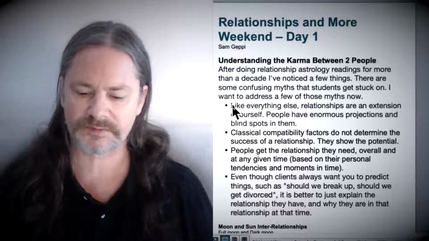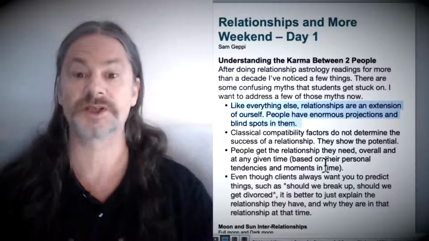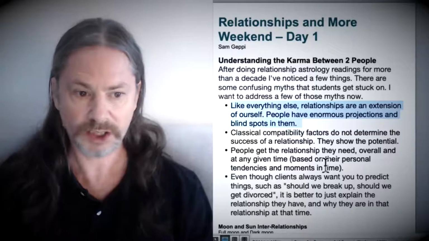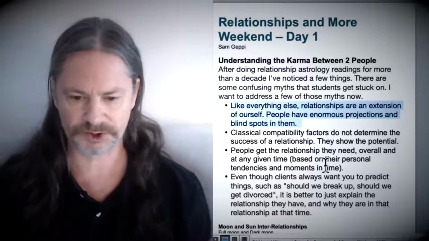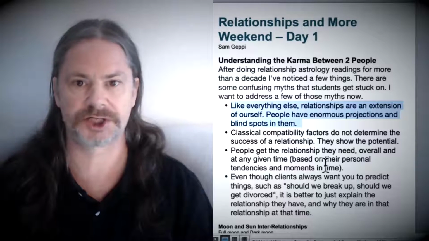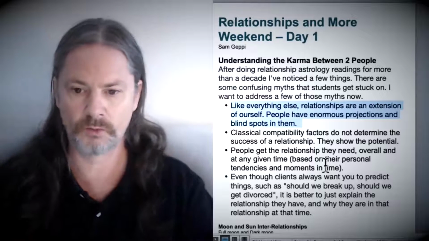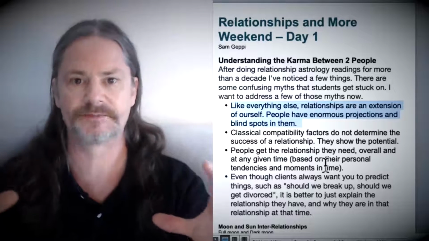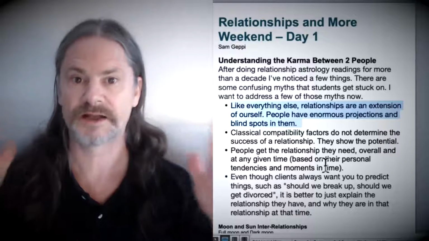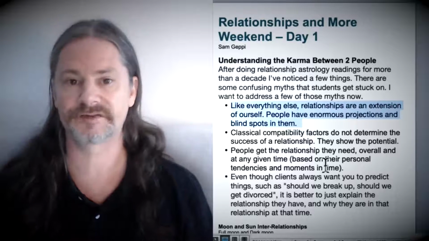One of the things is, like everything else, relationships are an extension of ourselves, and people have enormous projections and blind spots in them. So understand this when you're talking to someone about their relationships and doing a relationship astrology reading for a client. These are somewhat advanced astrology courses, mainly for my students, but other advanced astrologers show up, so we start at a very deep level. When you're interacting with someone, first you have to understand that they are full of blind spots in their relationships. In fact, relationships are in many ways where our blind spots get revealed more than in any other area of life.